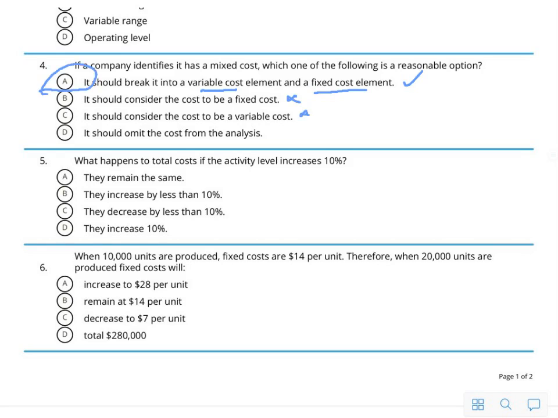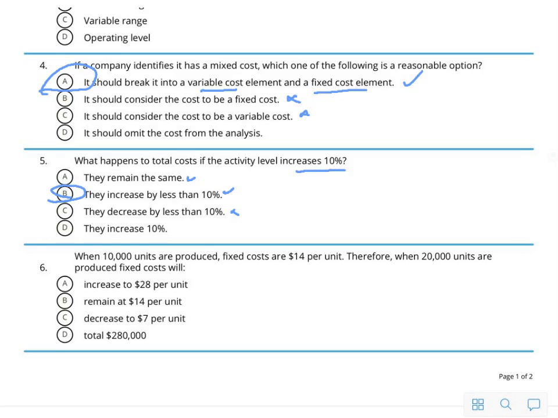What happens to total cost if the activity level increases 10%? It remains the same? No. It will change. They will increase by less than 10%. Yeah, the variable cost will increase by 10, but the fixed cost will go down. So, they will decrease? No. And they will increase by 10? No, they will not increase by 10 because the fixed will not increase. And so therefore, in total, they will increase by less than 10.